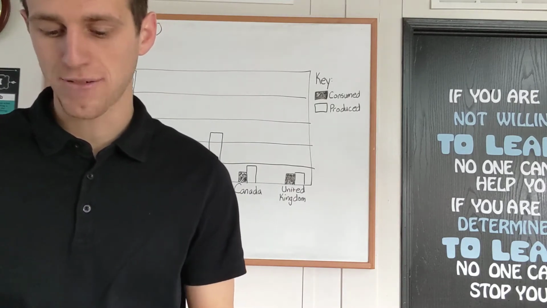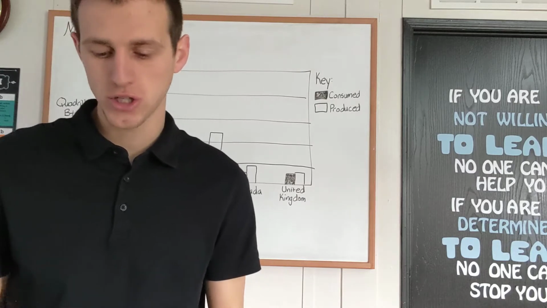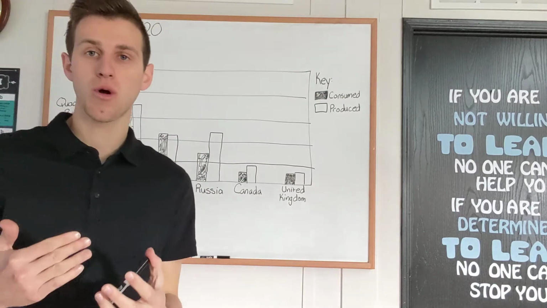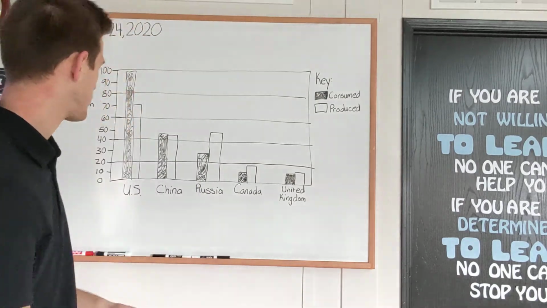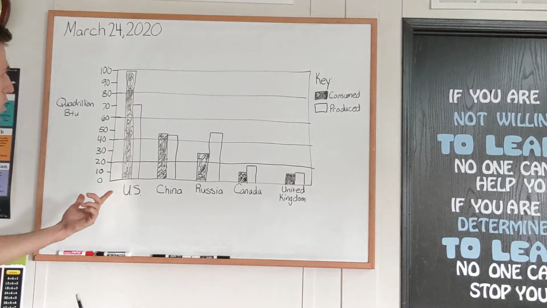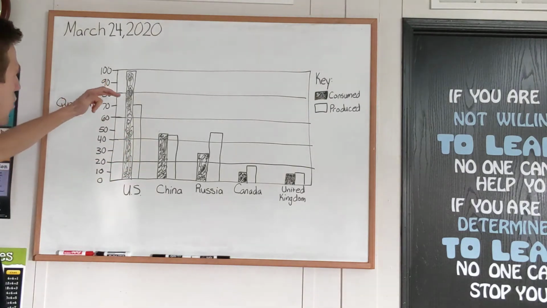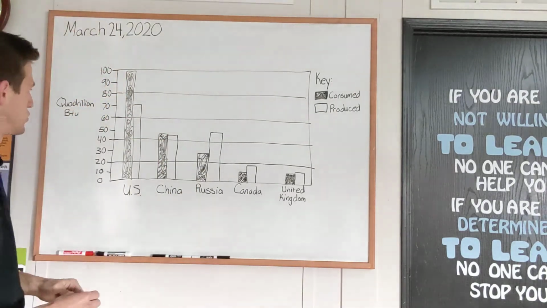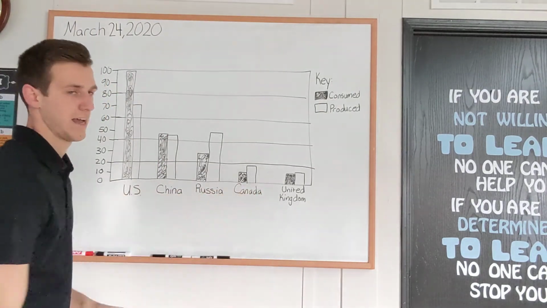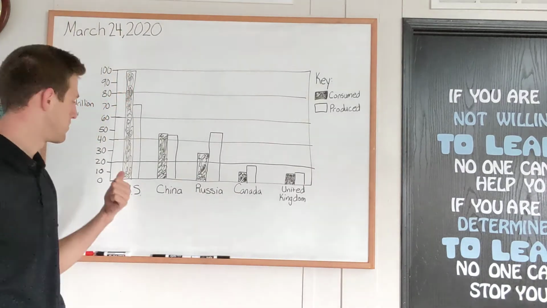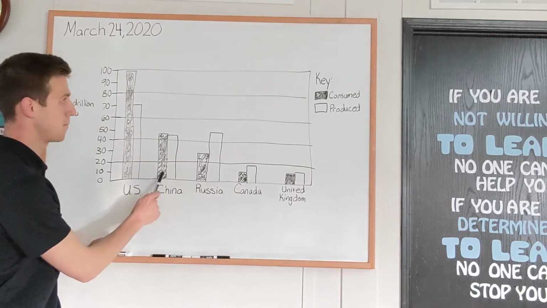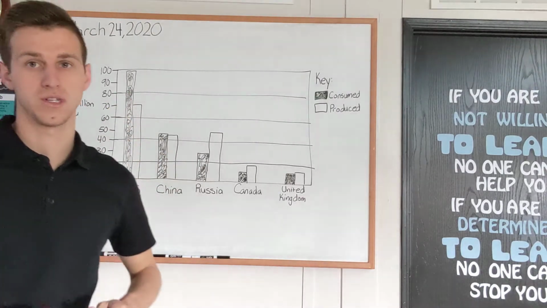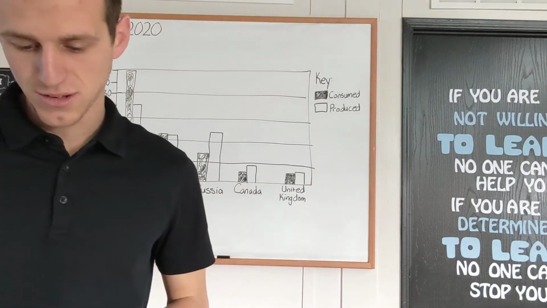Answer the questions about the graph. Number 1 says, which countries consumed more energy than they produced? So which countries used more energy than they gave? If we look at our bar graph, we need to look at where our dark bar is going to be higher than our bar that isn't filled in. Anyone have any idea? It would be China, because the amount they consumed is higher, and it would also be the US, which the amount they consumed is also a lot higher, right? So that's for number 1.